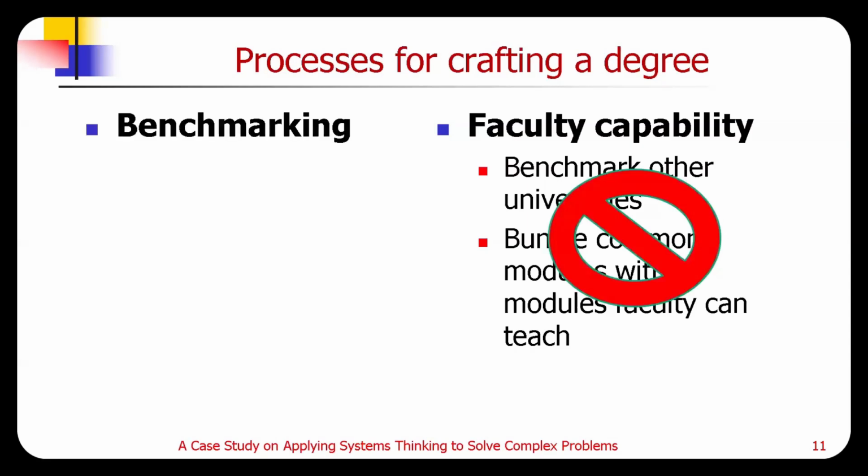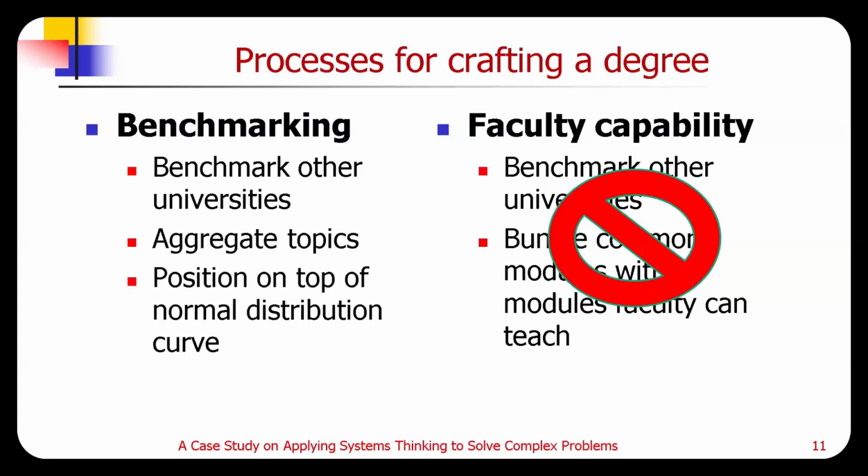On the other hand, benchmarking allows you to benchmark the other universities, aggregate the topics, and then position yourself on top of the normal distribution curve of the topics, which gives you the ability to teach most common topics. It gives you a Me Too degree, but it's done.